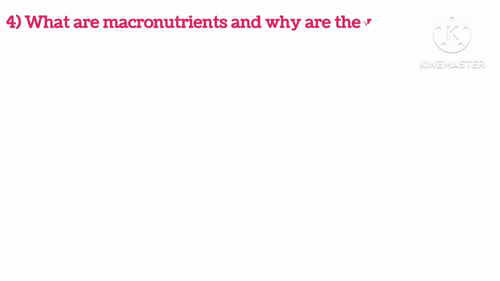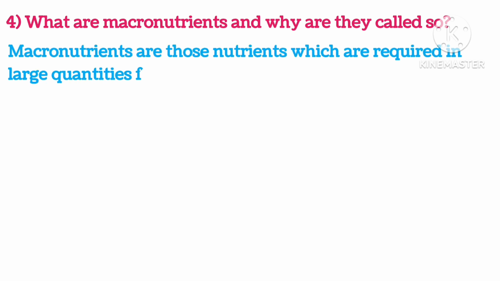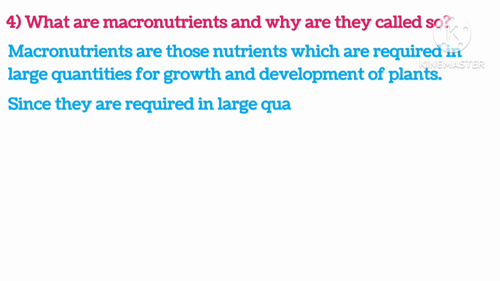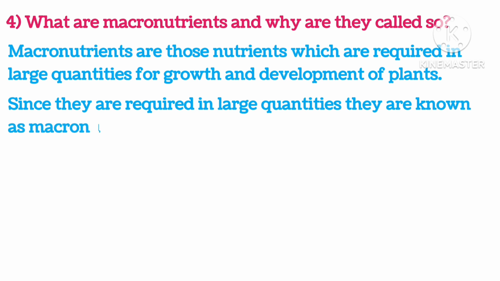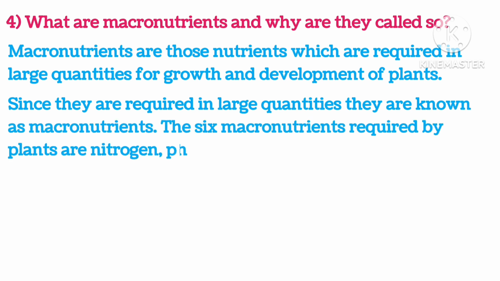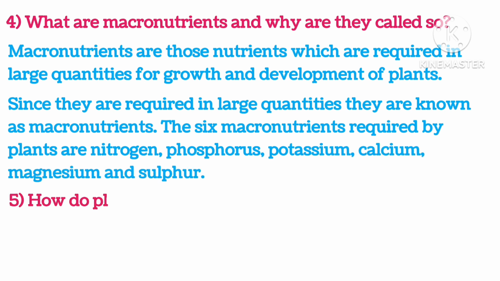What are macronutrients and why are they called so? Macronutrients are those nutrients which are required in large quantities for growth and development of plant. Since they are required in large quantities, they are known as macronutrients. The 6 macronutrients required by plants are nitrogen, phosphorus, potassium, calcium, magnesium and sulfur.